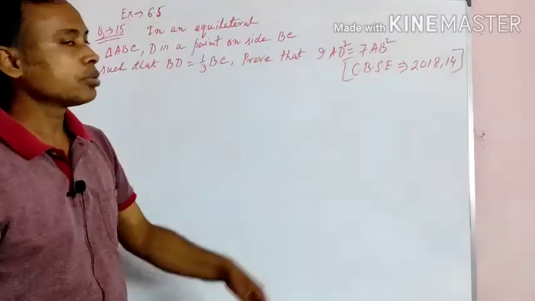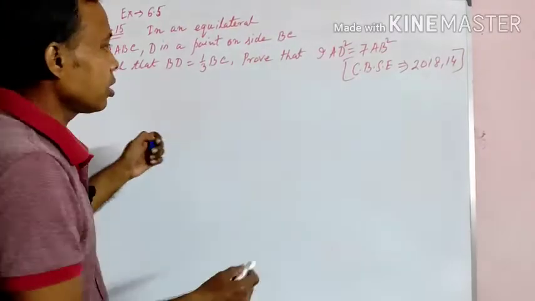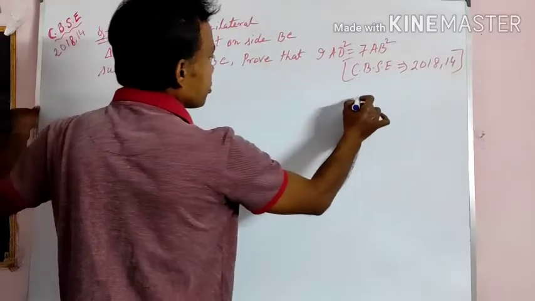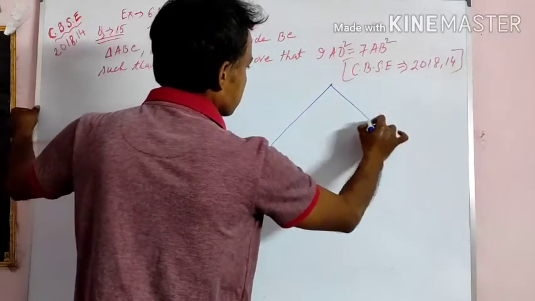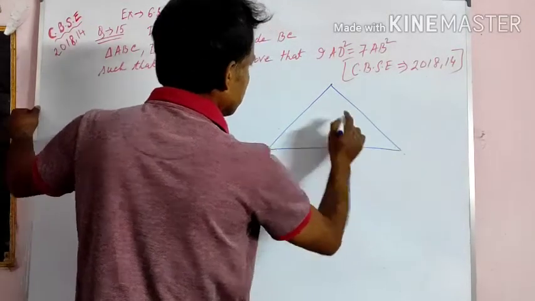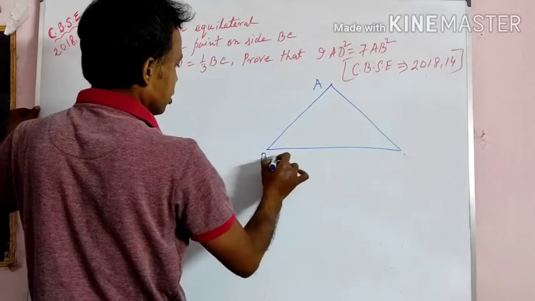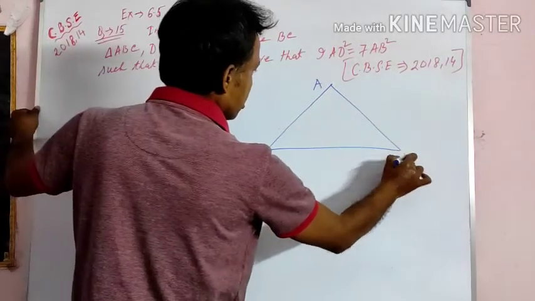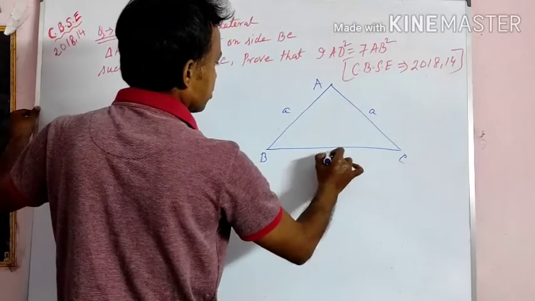First, you have to draw an equilateral triangle. Let us draw an equilateral triangle. Suppose this is your equilateral triangle. Suppose ABC is an equilateral triangle whose all sides are equal.